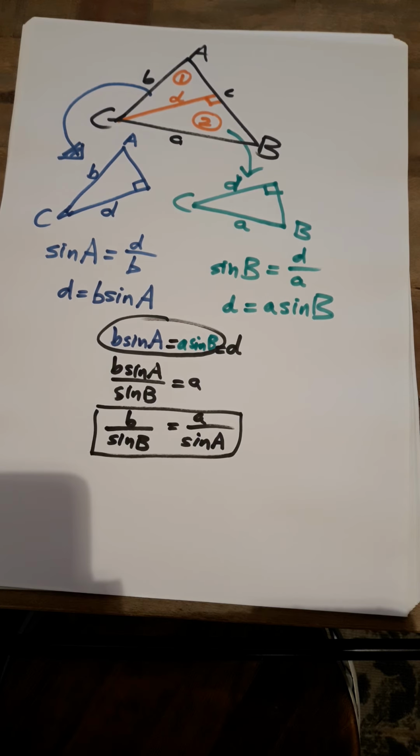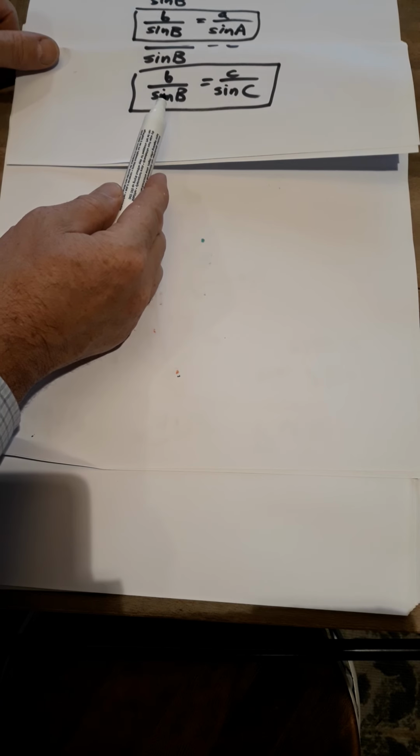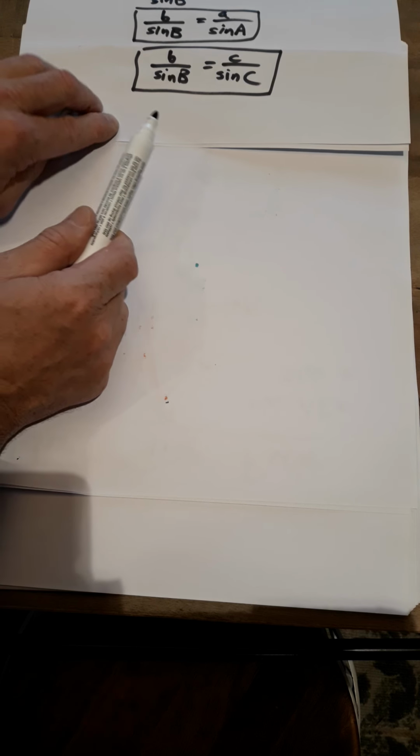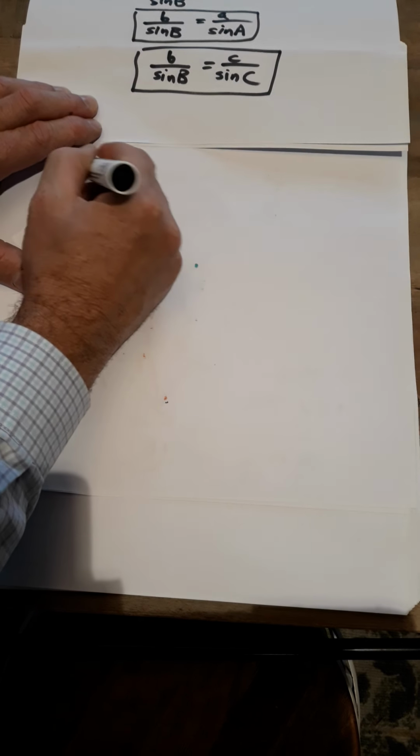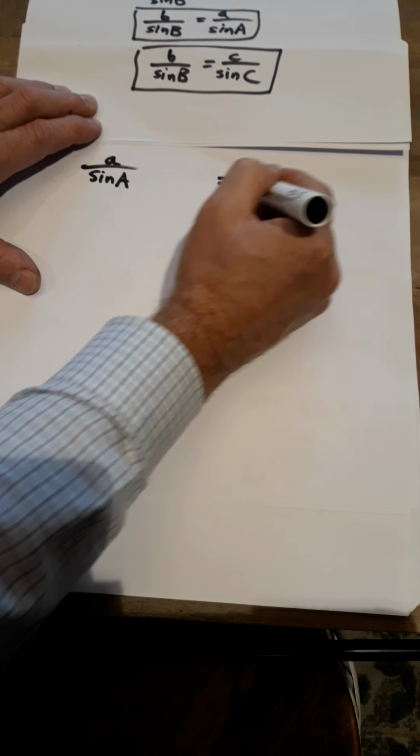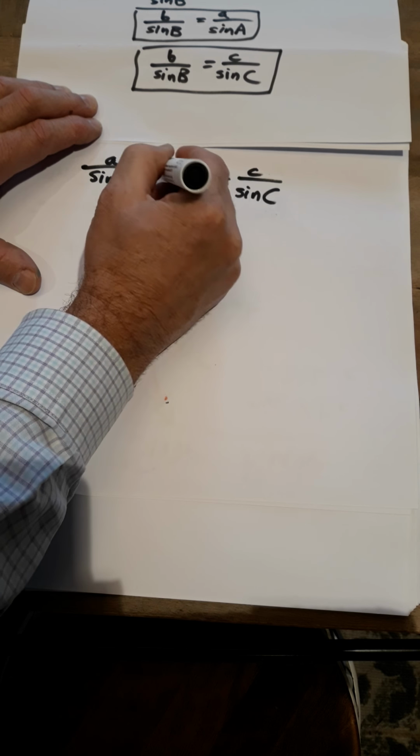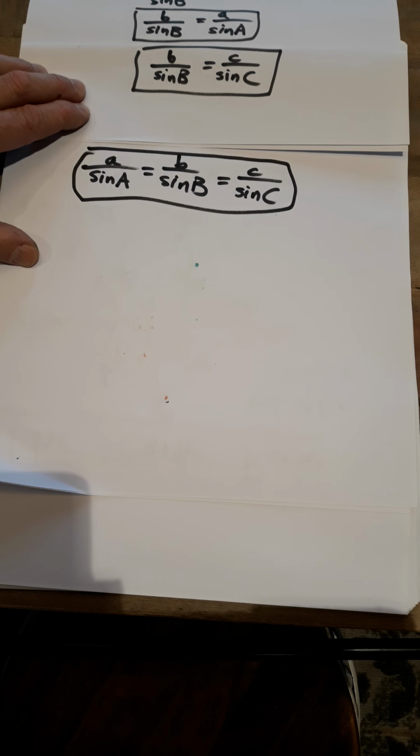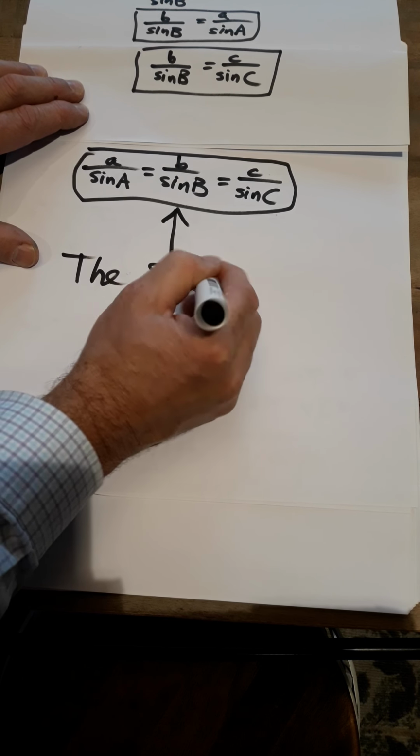So putting together what I've just found, what I've just found in the box and what I found in the box on the previous page, I can see that B over sine B equals A over sine A, and B over sine B equals C over sine C. So A over sine A is equal to C over sine C because it equals B over sine B. A over sine A equals B over sine B, and B over sine B equals C over sine C. So all 3 of these are equal to each other. And that is known as the sine rule.